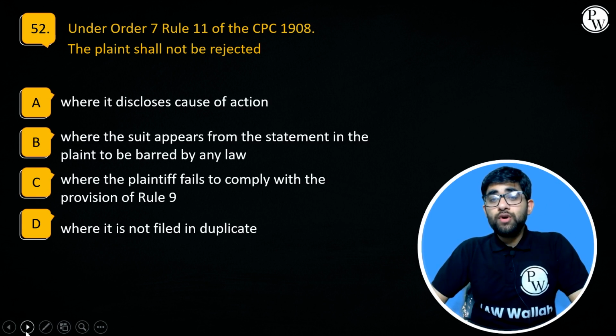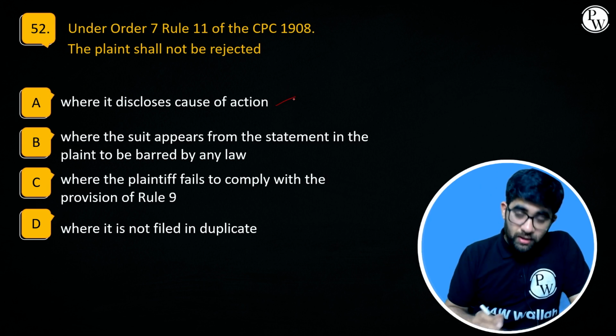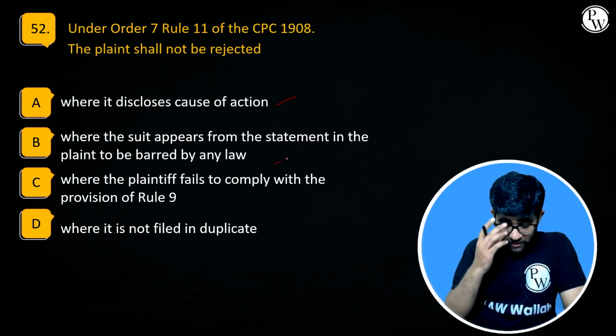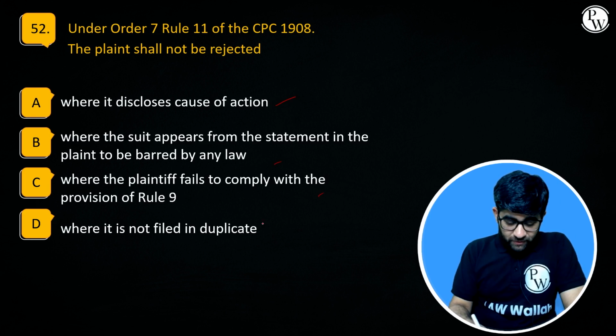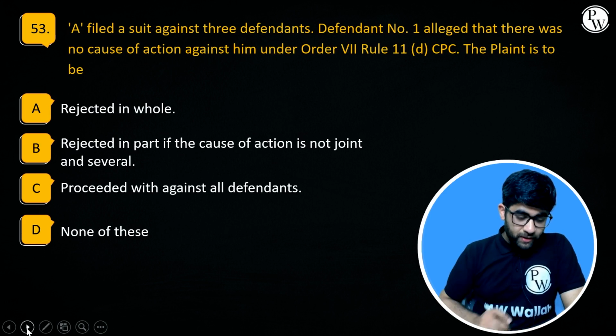Under Order 7 Rule 11 of the CPC 1908, the plaint shall not be rejected where it discloses the cause of action. It is rejected where the suit appears from the statement in the plaint to be barred by any law, where the plaintiff fails to comply with the same, or where it is not found in duplicate. The answer is A. Where it discloses.